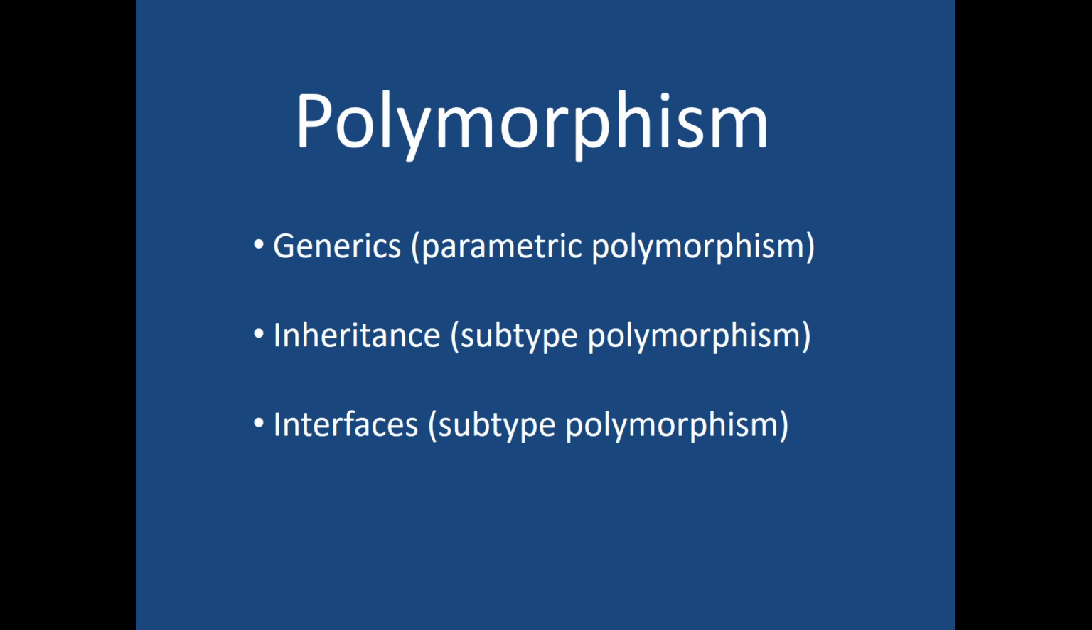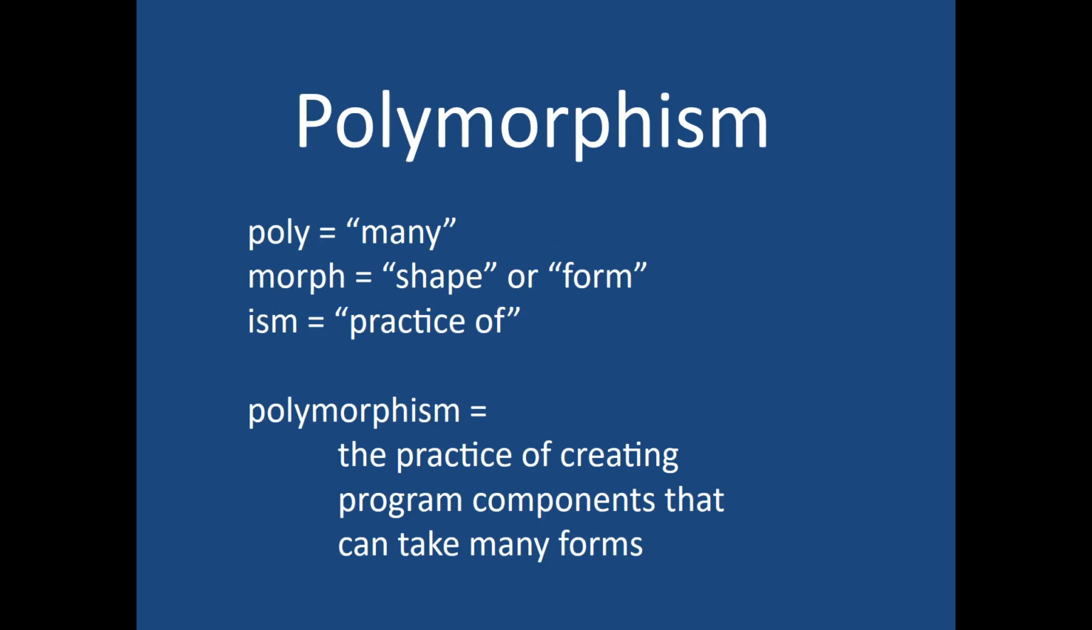Okay, we're going to start talking today about a new topic, and that is polymorphism. Polymorphism looks like a foreign word maybe, and I guess it is because it comes from Greek. Poly means many, and morph means shape or form, and ism means the practice of. So it's the practice of creating program components that can take many forms. It's sort of a general term, and I'll show you some specific examples of polymorphism coming up here.